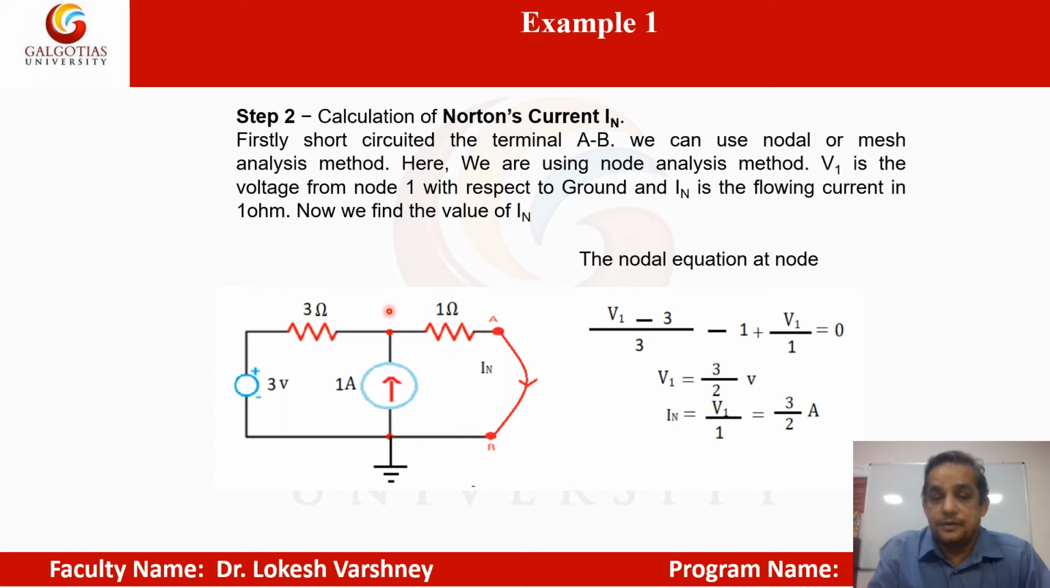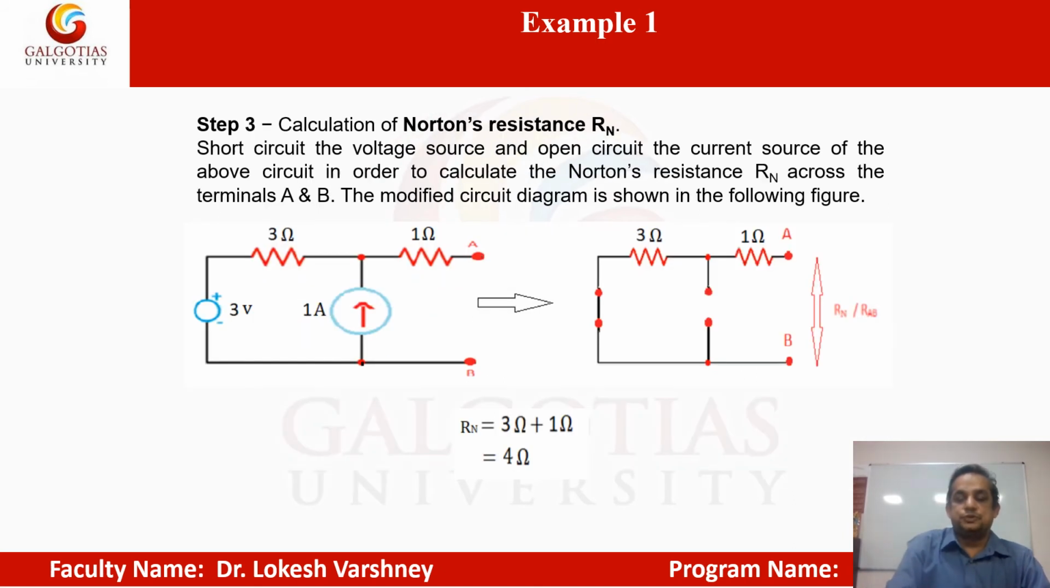Here we know that V1 is positive, a positive value has come. So the current flows from V1 to V0, from A to B. The IN is positive. Now come to calculate the value of Norton resistance.